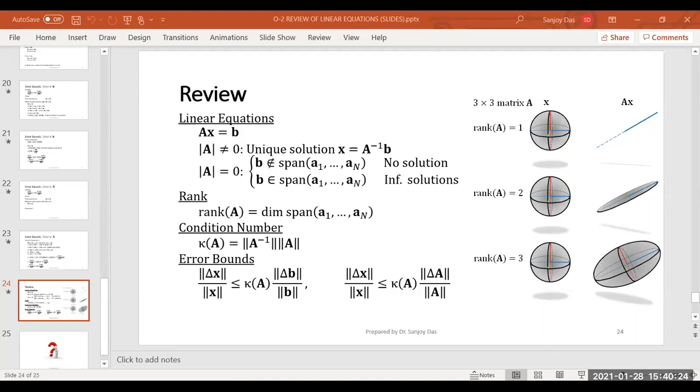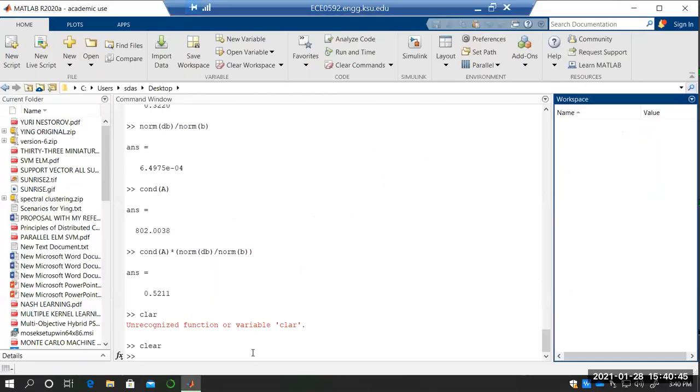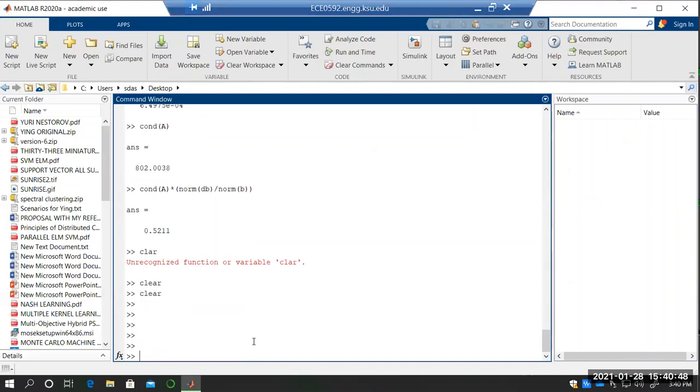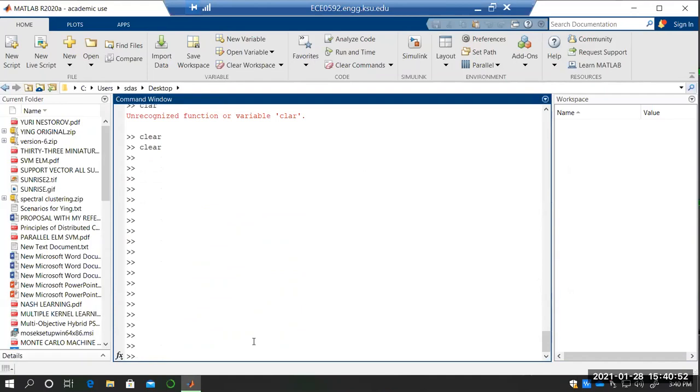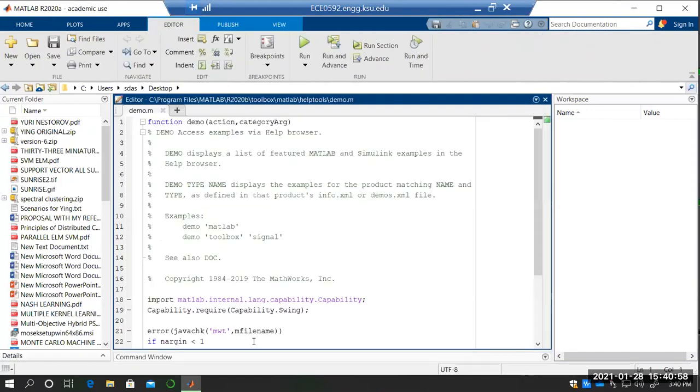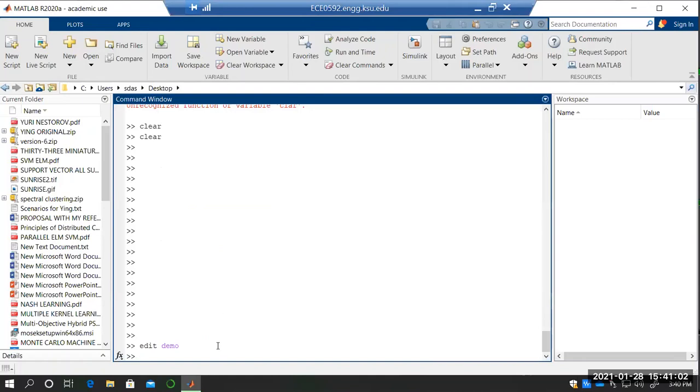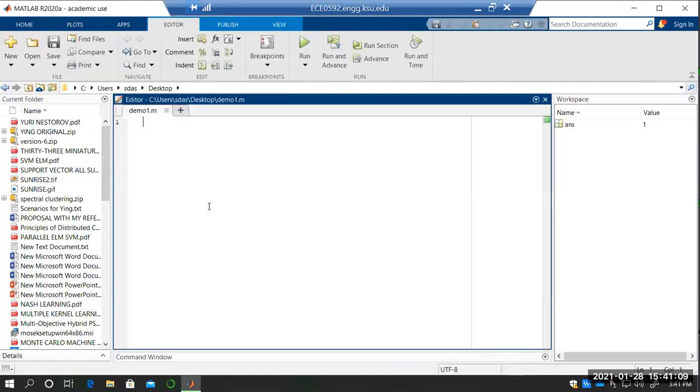Oh, remove this one. Okay, so there's a function called demo. I'm just creating an M file, demo1.